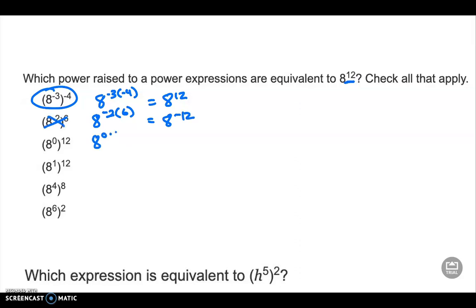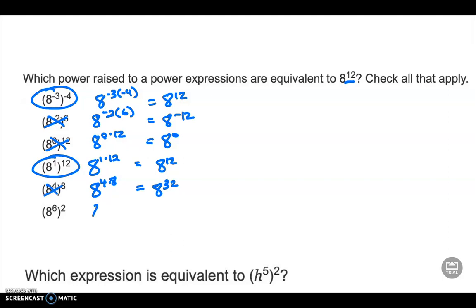8 to the 0 times 12, well, 0 times 12 is 0, so that one is not. 8 to the 1 times 12 is equal to 8 to the 12th. That one is. 8 to the 4th, all to the 8th power. We don't add those, we multiply them. 8 to the 4th times 8 equals 8 to the 32nd.